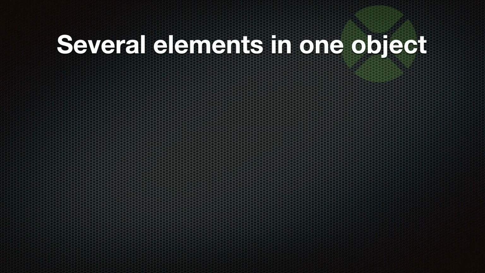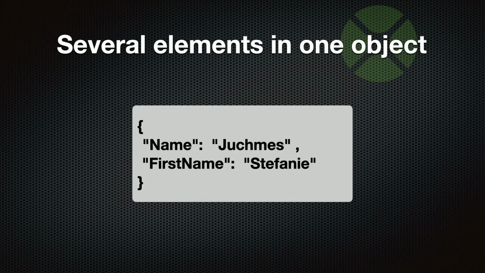A single piece of information in an object is not yet fun at all, or useful. For this reason, we now want to have more than one element in an object, and we realize it by separating them with a comma. And you can see here we have the name key and the first name key, and both elements are separated by a comma.